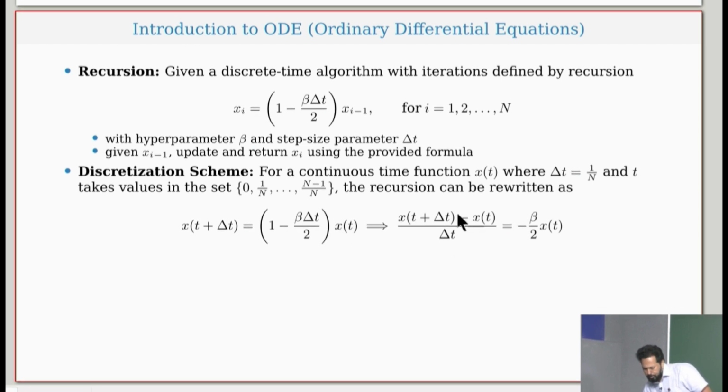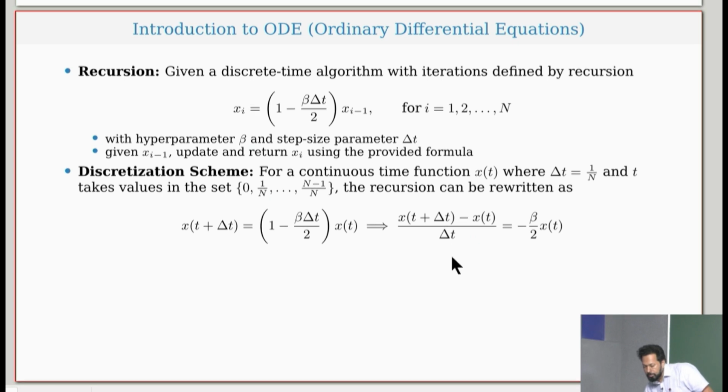So if we do some rearrangements, so we take xt on the left and divide by delta t, then as you can see, we have on the left hand side xt plus delta t minus xt by delta t, and on the right hand side obviously we have minus beta by 2 xt. Now from here you can see that if I take a limit delta t tends to 0, this is very familiar. If we have a function f, ft plus delta t minus ft divided by delta t, and delta t goes to 0, this is exactly the definition of derivative.